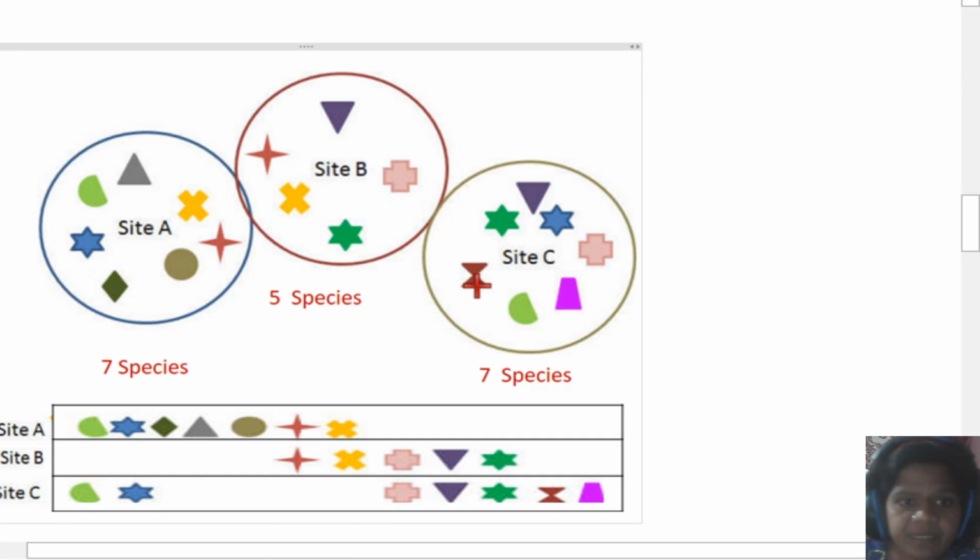Now coming to the beta diversity, for site A, these are two adjacent ecosystems. Sorry, excuse me. Oh my God, what's happening to my throat?